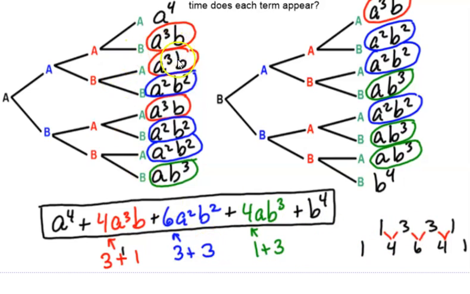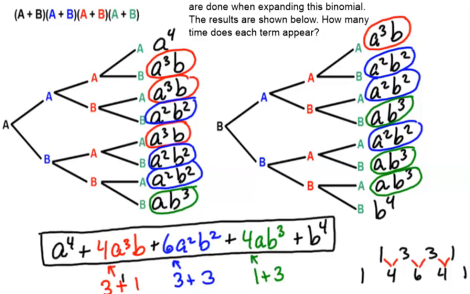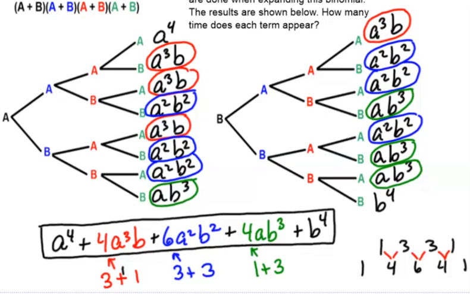And then I have 3 different ways to get a squared b, that's the blue ones, on each branch, and that's the 3 plus 3 here. So there's all kinds of interesting connections and patterns which shows the reason why these patterns exist in math.